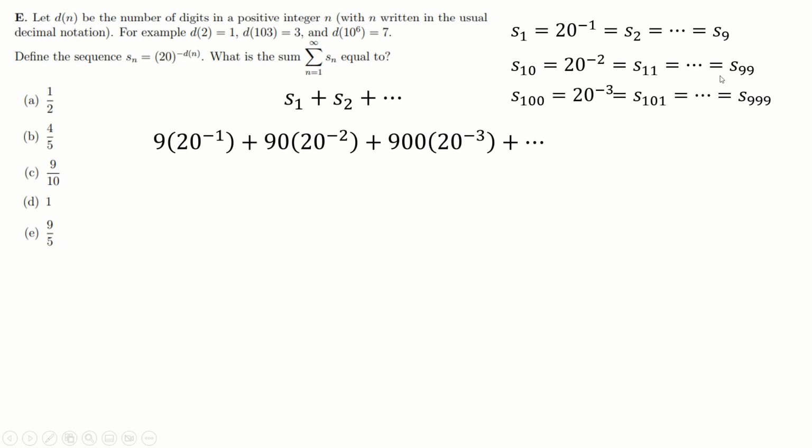It gives you an extra 1 when you count those along. So that gives you 90 of them. And then there's likewise, for the same reason, going to be 900 of these 3-digit ones. So that makes that there.